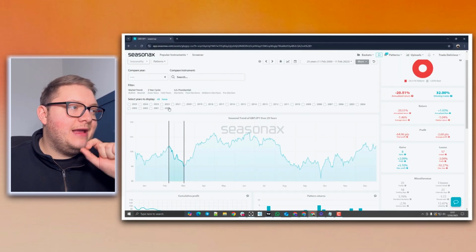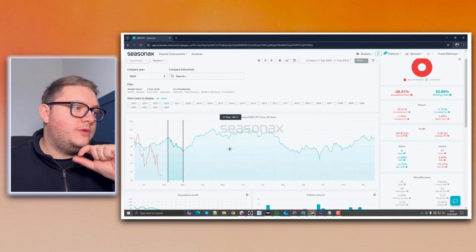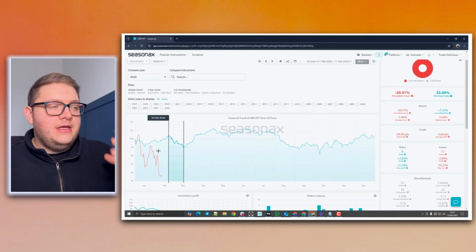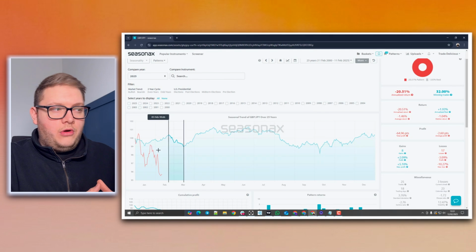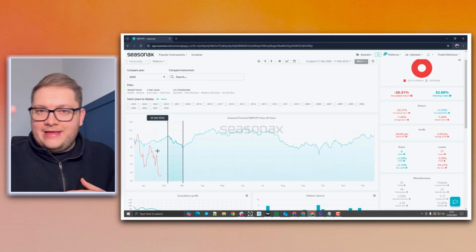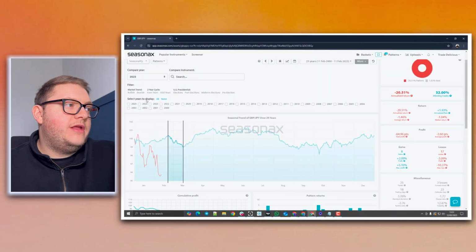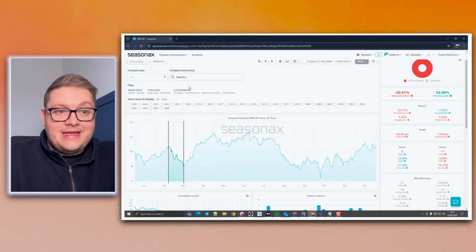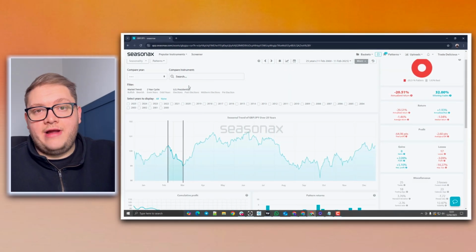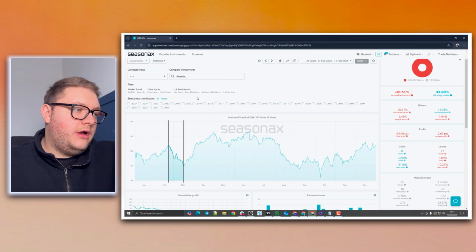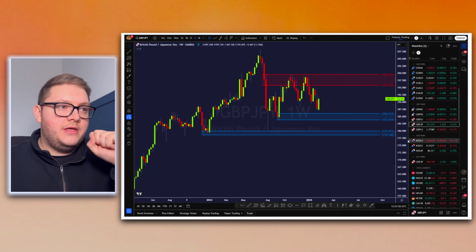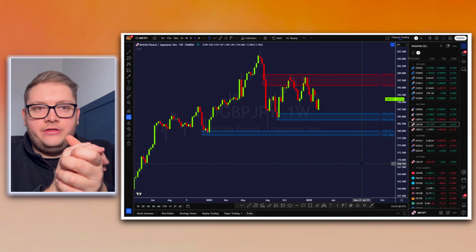Now, the only downside to this is when I put the 2025 overlay on, we can see that prices have already started to sell off. So that is a little bit of a problem for us, because what we typically see is a rally and then the move to the downside over a 25-year period. But seasonally anyway, in data, we can see that usually around this time there's a little bit of downside for pound yen.